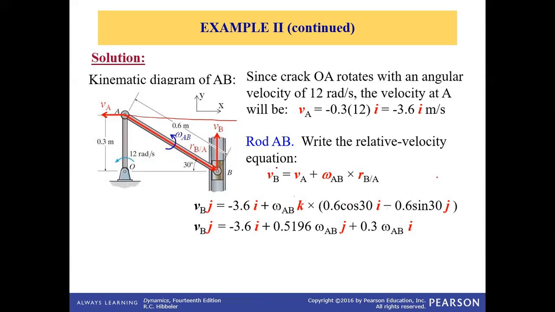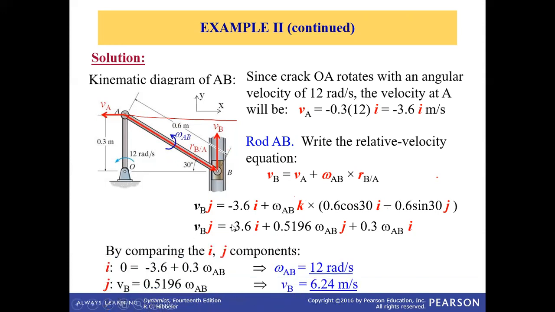All right, very good. So then we can just compare i and j, right? You don't have i on the left-hand side, just j. So just compare the i and j components. If you compare i, you get 0 equals this. If you compare j, you get vB equals this. So from the i component, you can find omega AB. Then once you have omega AB, plug this in here. Then you can find vB. Does it make you happy? Guys, this is very important. Let's go to the next subtopic.